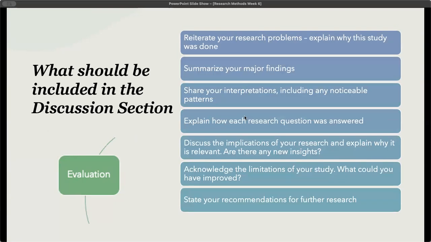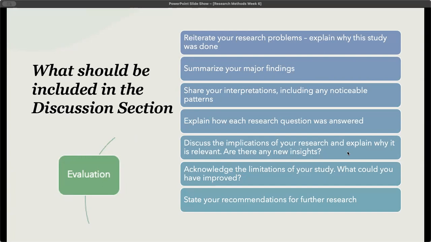So what should be included in the discussion section? The first thing you're going to do is reiterate your research problems and explain why this study was done. This is typically in the introduction to this section. You also need to summarize your major findings. So we need a summary of what was found. Then share your interpretations, including any noticeable patterns. Then you want to explain how each research question was answered.